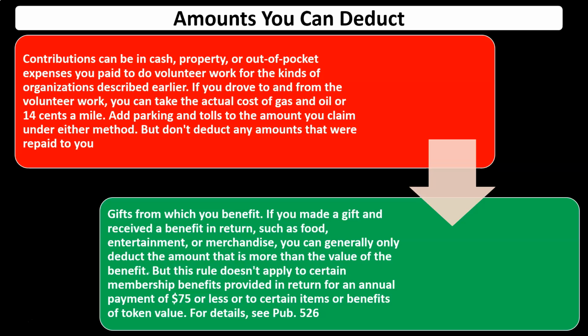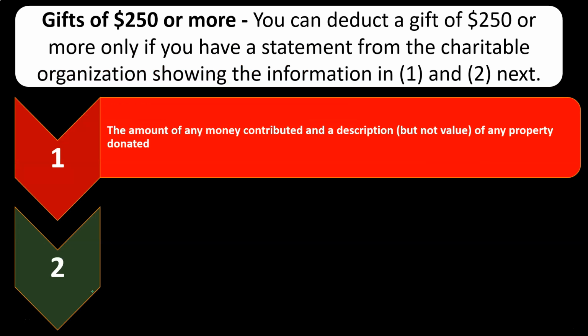But this rule doesn't apply to certain member benefits provided in return for an annual payment of $75 or less, or to certain items or benefits of token value. So you have a token value or a kind of a materiality type of threshold. For more details, you can see Publication 526. Gifts of $250 or more.